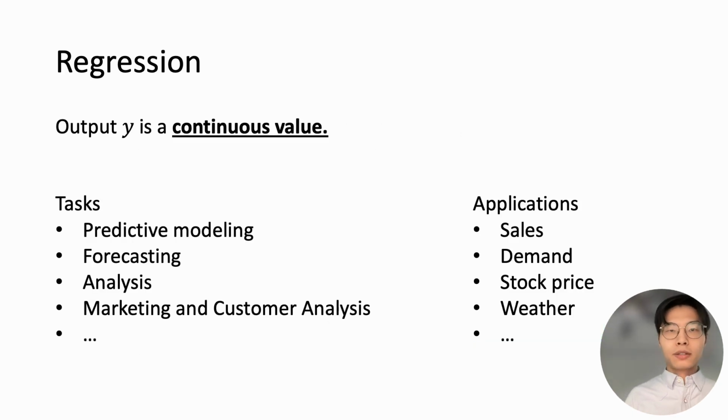As we mentioned earlier, when output y is a continuous value, we call it a regression problem. Regression is widely used for tasks like predictive modeling, forecasting, analysis, and marketing. The applications are sales, demand, stock, price, and weather, because people like to use continuous values to describe them. For example, we can predict the stock price for the next day, or we can analyze the marketing sales in the next month. These will all be regression problems.